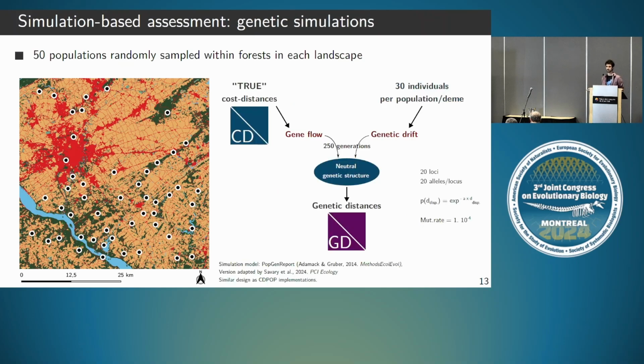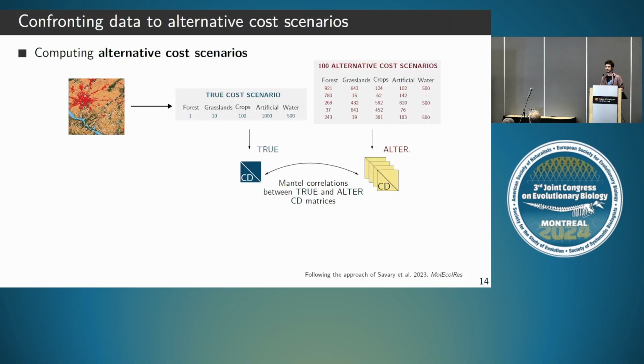We also used this cost distance matrix to simulate neutral genetic patterns that were driven by genetic drift, which was constant everywhere because each individual population had 30 individuals. And then gene flow depended on the cost distance between populations as given by the cost distance matrix. And we obtained a genetic distance matrix in each of these landscapes in the end, which was the signal we could use to recover the truth. But in parallel, to really assess how these methods perform to recover that, we computed 100 other cost distance matrices using random cost scenarios.